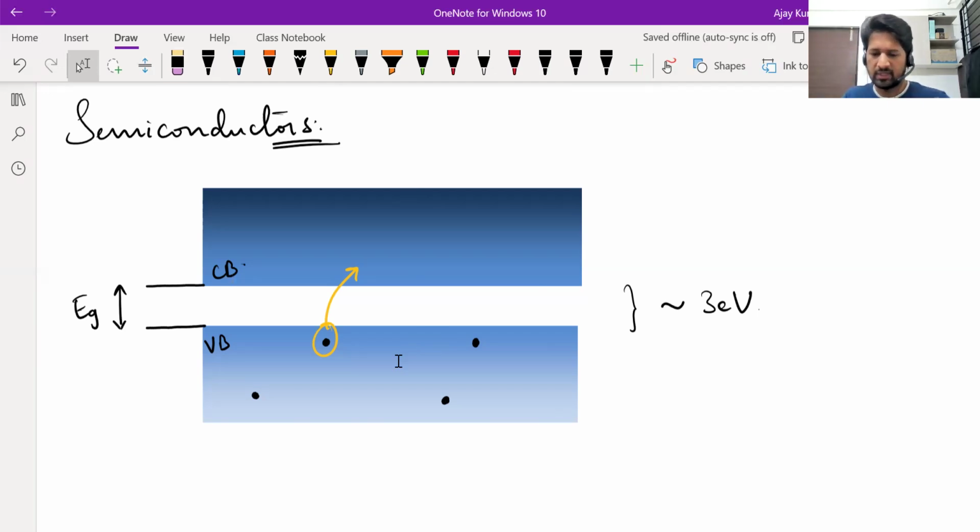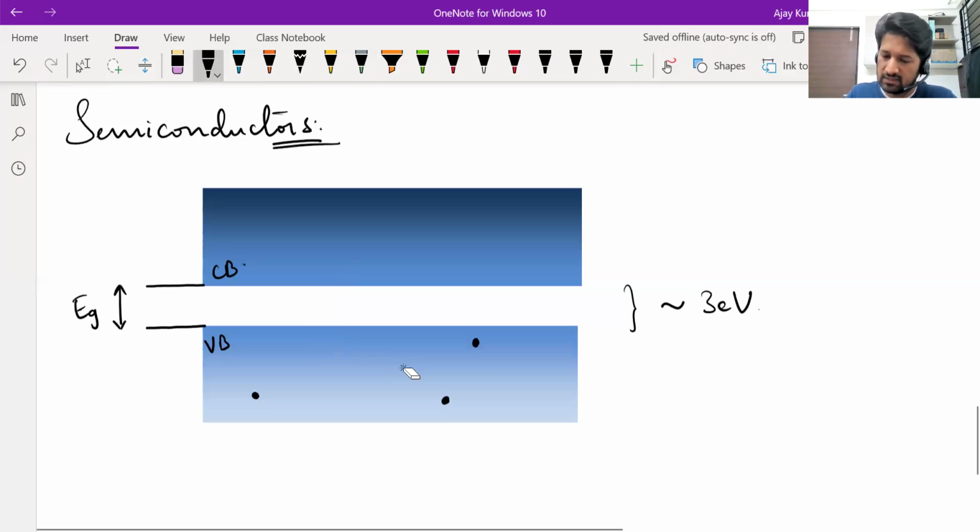This mechanism is very important. Suppose an electron has gone from the valence band to the conduction band. Basically, what happens is it leaves a vacancy. We call that a hole. In the conduction band, it is free to roam around, whereas in the valence band, it is bound to be around the nucleus.